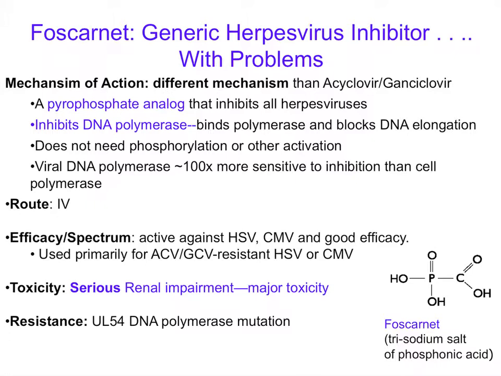Foscarnet can cause renal impairment quite commonly, and that renal impairment can be quite serious. You can have reductions in creatinine clearance and electrolyte abnormalities, which can really limit your ability to use the drug. And for those reasons, this is usually considered a second-line agent against the herpes viruses.